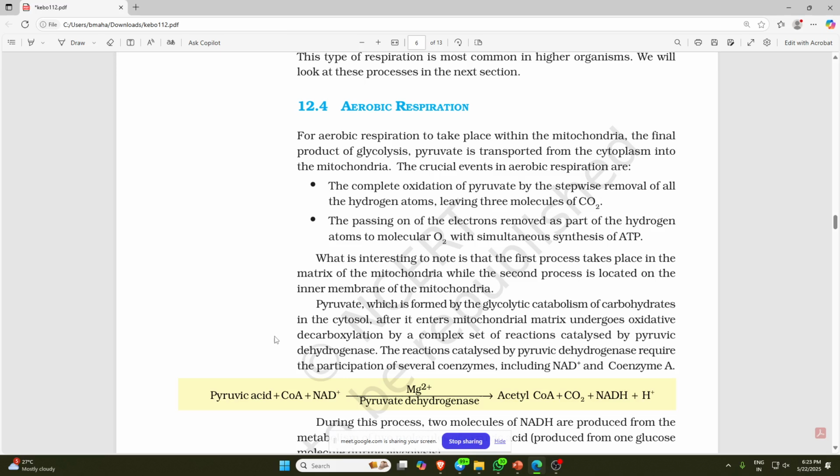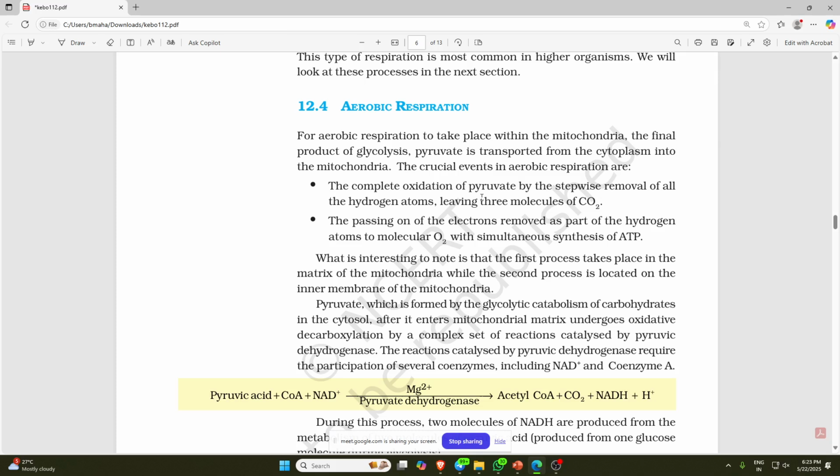So this is how the crucial events of aerobic respiration happen: the complete oxidation of pyruvate by the stepwise removal of all hydrogen atoms, leaving 3 molecules of carbon dioxide. Now, what is happening over here? The complete oxidation of pyruvate. This pyruvate is a 3 carbon compound. First, glucose is a 6 carbon compound.